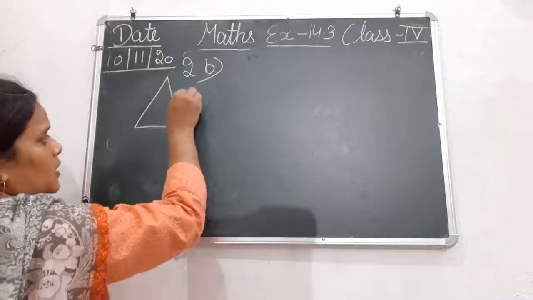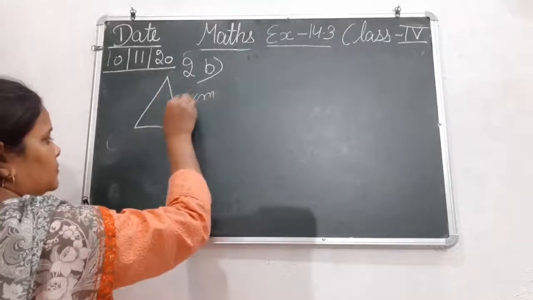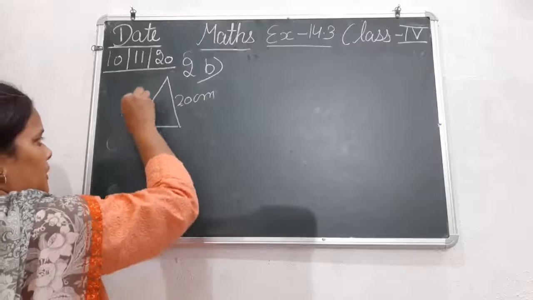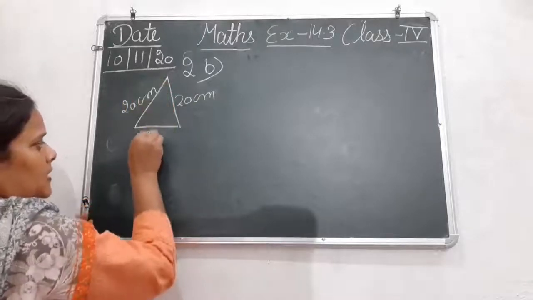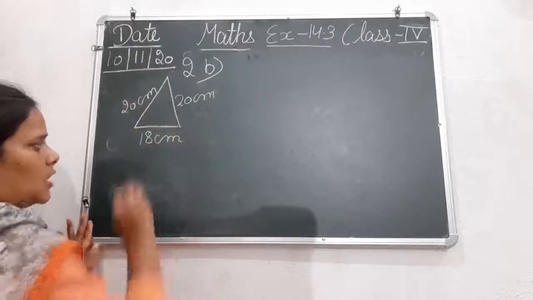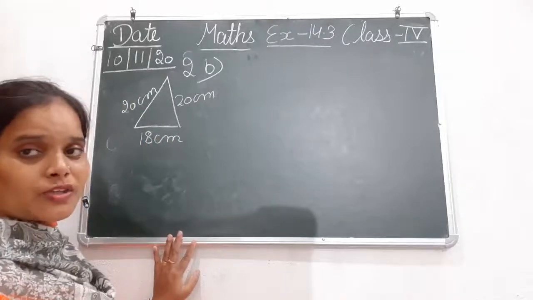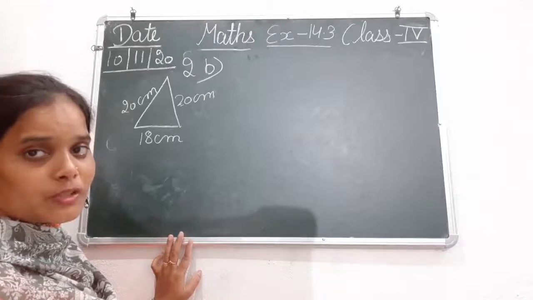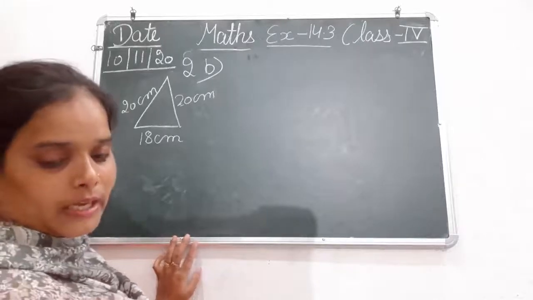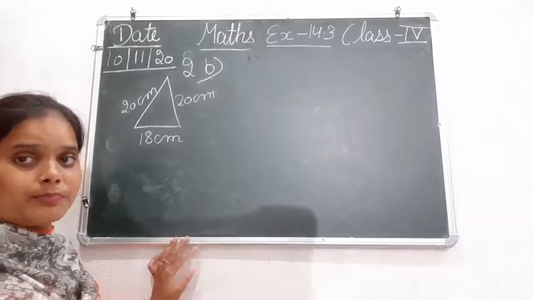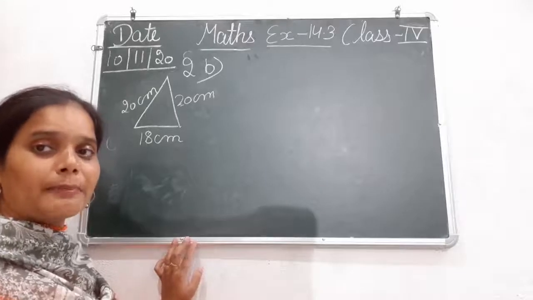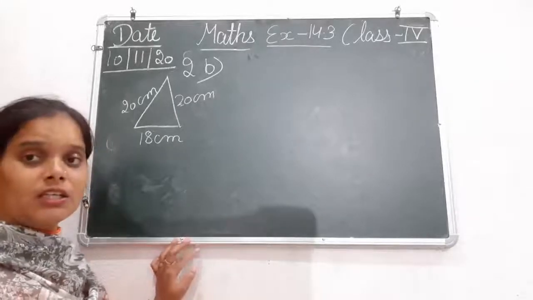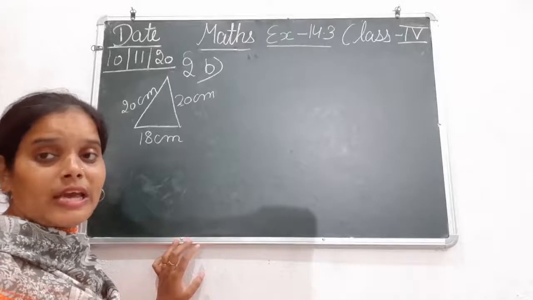That is 20 centimeter. It is also 20 centimeter and it is 18 centimeter. So this is the measurement of the triangle that is given in the B part of question number 2. Now again we have to find the perimeter. So before finding the perimeter of the given triangle with the measurement, we have to give the name.